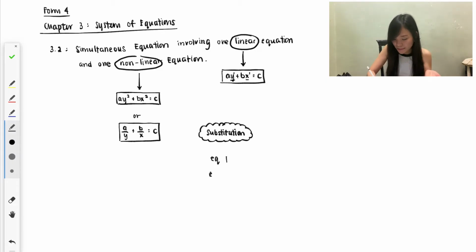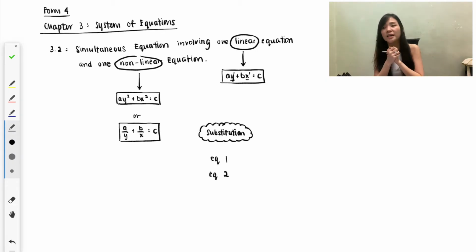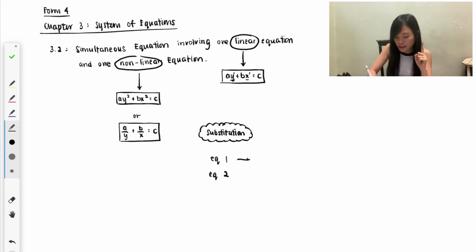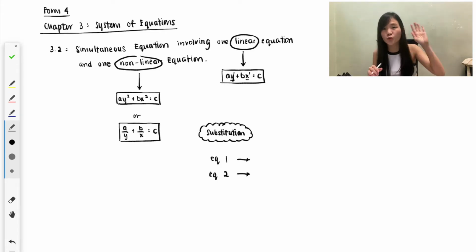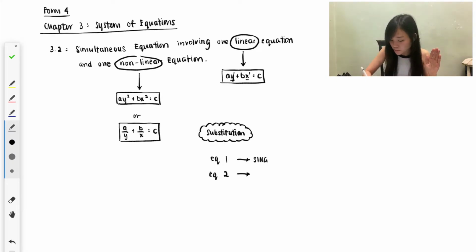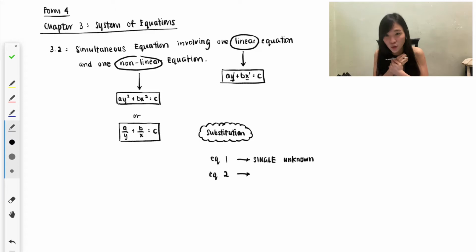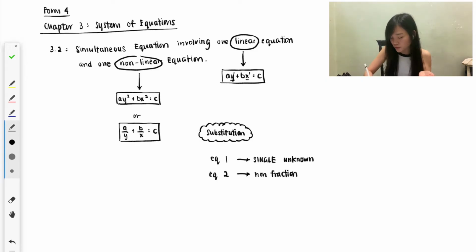Obviously you can use any teacher's method and you will get the answer, but to avoid careless mistakes, I usually teach my students this way. For equation 1, always choose the simple one, and the more complicated one as equation 2. Equation 1, always remember, make it a single unknown. Equation 2, try your best to make it non-fraction, because fractions are what always make students lose marks due to careless mistakes. To understand what I say, never mind, let me show you the first question.